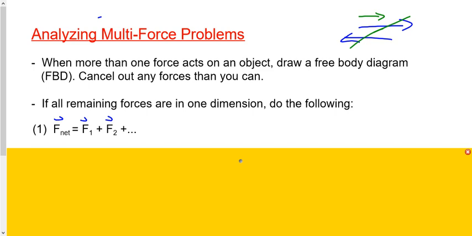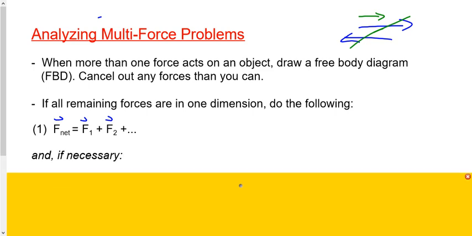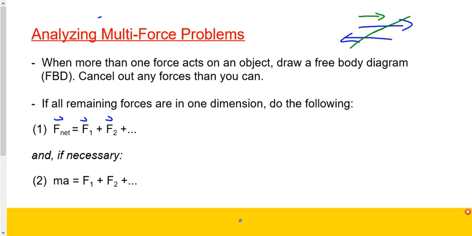All right. So there's what you do. Draw a free body diagram, and then set F net equal to the sum of whatever forces are left over. Now, if necessary, you don't always have to do this next step. Most times you do, but not always. If necessary, you will replace F net with m times a. That's Newton's second law, right? F net is equal to m times a.